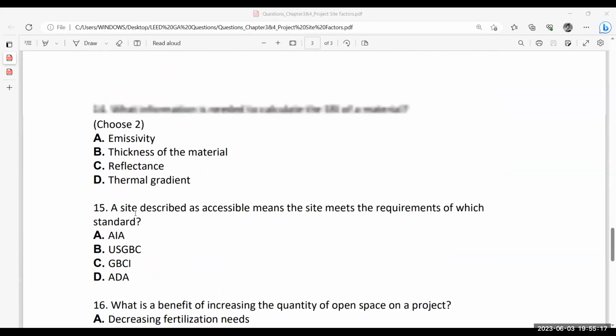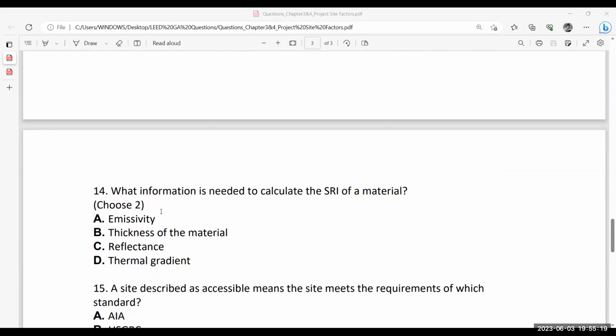So question number 14, what information is needed to calculate the SRI of a material? So this is a direct formula application. You have to choose two: A, emissivity; B, thickness of the material; C, reflectance; and D, thermal gradient.